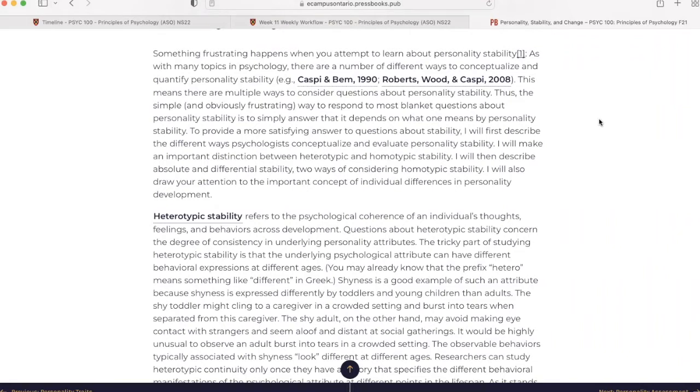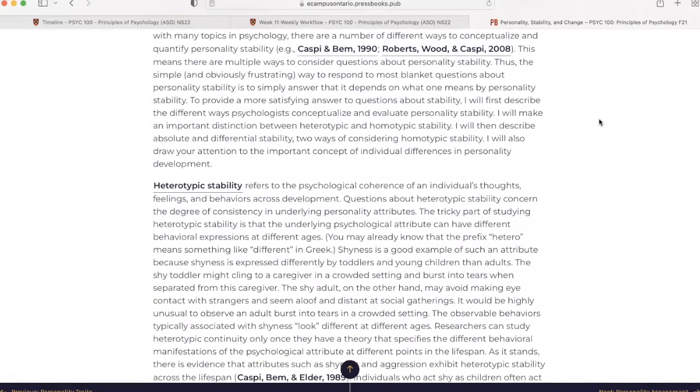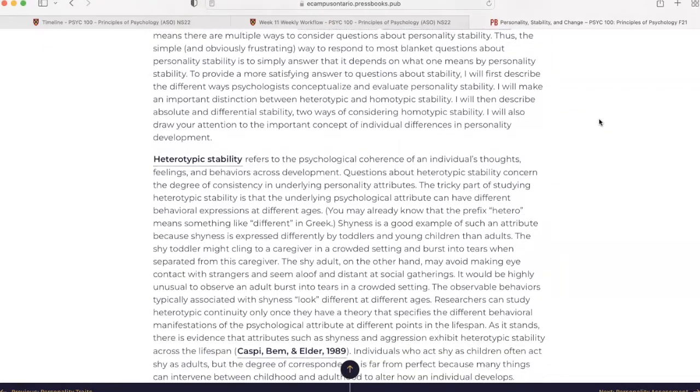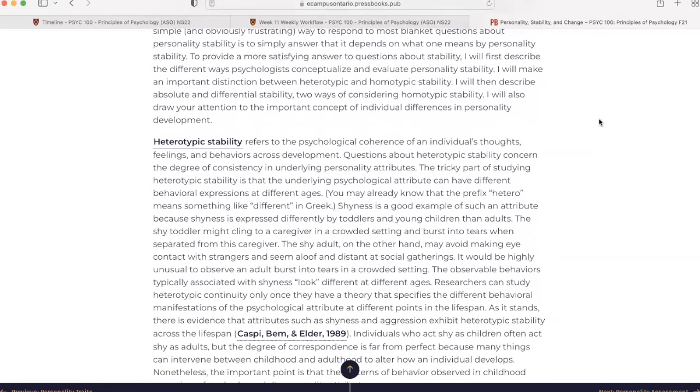To provide a more satisfying answer to questions about stability, I will first describe the different ways psychologists conceptualize and evaluate personality stability. I will make an important distinction between heterotypic and homotypic stability. I will then describe absolute and differential stability, two ways of considering homotypic stability. I will also draw your attention to the important concept of individual differences in personality development.